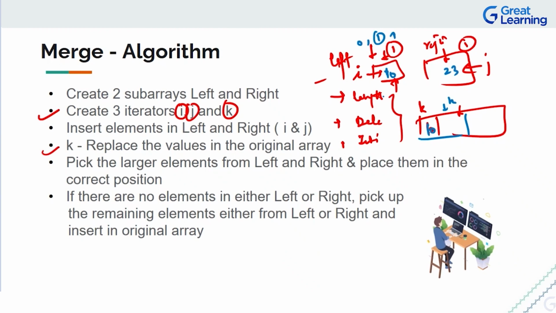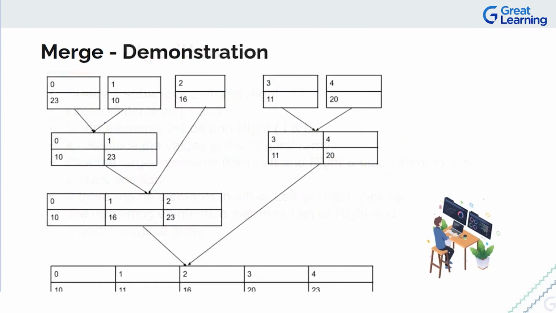So in that case, when one of the arrays is exhausted, the next array, whichever is left, right? It can be either the left array or the right array. Those elements will be directly inserted in the original array, because we know for a fact that both the left as well as the right arrays will be sorted in themselves. Okay.